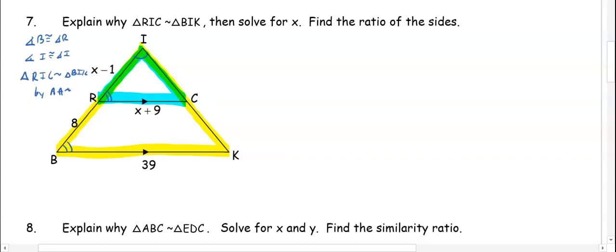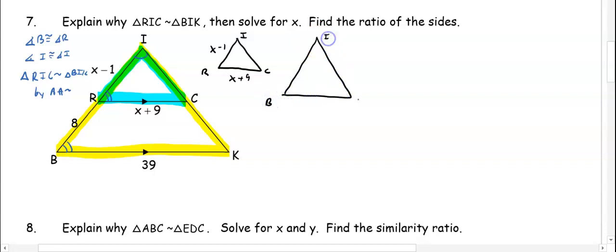So now we can solve for x. When you are solving for x, you can use the triangles together, or if it's a little easier for you to visualize, you can break the triangles apart and relabel them. So RI is x minus 1, and RC is x plus 9. Then in the bigger triangle, we have the sides of BIK. So BK is 39. IB, which is this whole side length, we would add those together. So x minus 1 plus 8 would get us x plus 7.